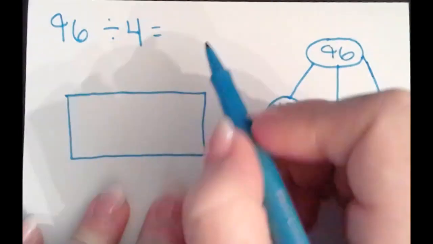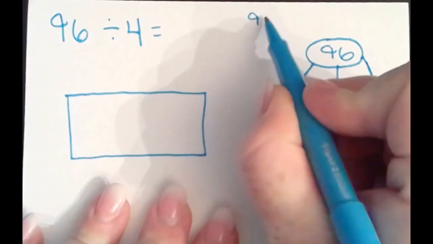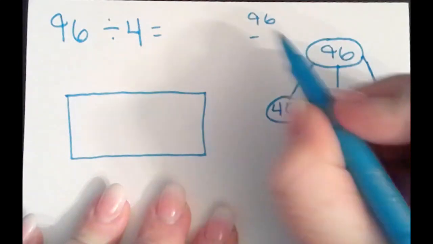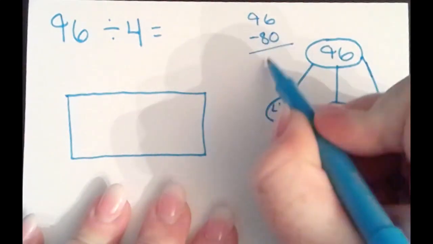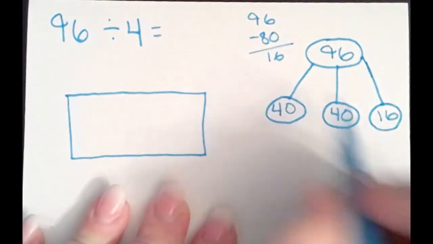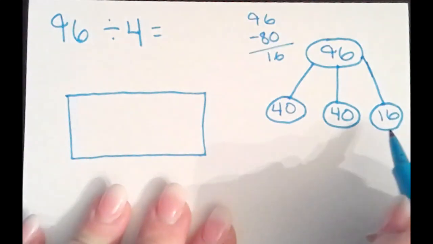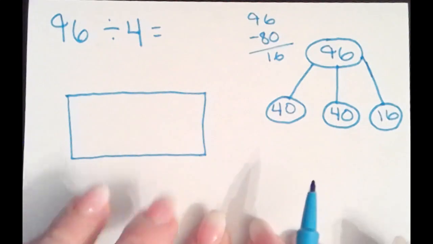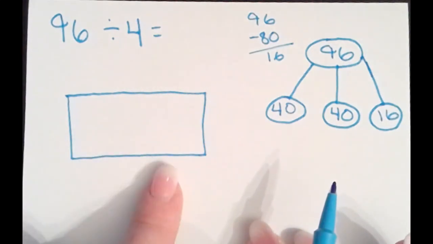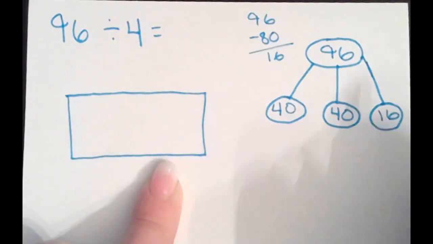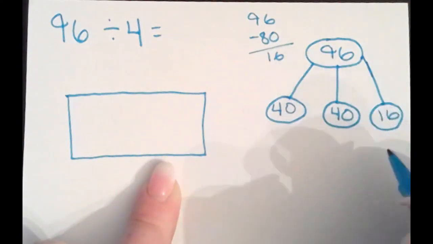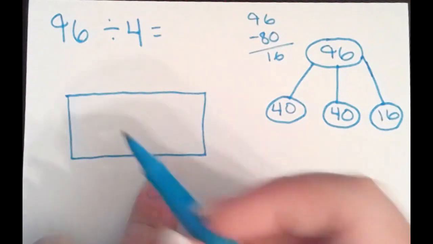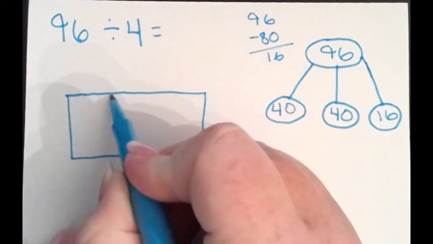You could even do some side work and say, okay, I've got 96, I did 40 and 40, that's 80. So 96 minus 80, that's a difference of 16, and that gives you your last piece. Okay, so I have 40, 40, and 16. So what that means is that my area model needs to have 3 sections. However many parts you break your number down into in your number bond, that's how many parts need to be in your area model. So I'm going to make 3 parts.